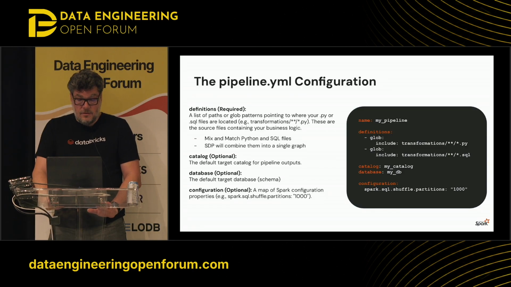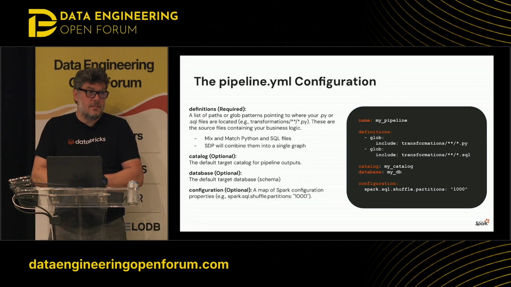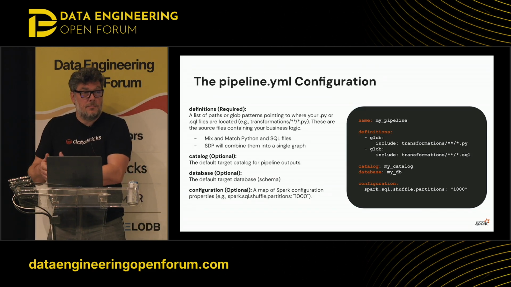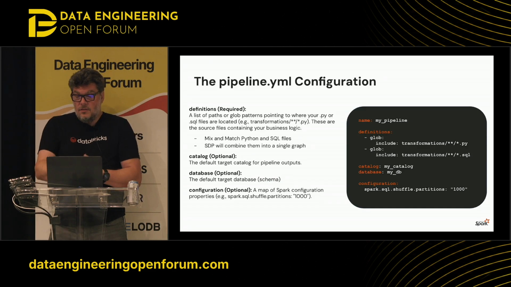And now let's look at this pipeline YAML file, right? Because that really describes what your pipeline is supposed to do. Really, the only two fields that are required here are the name and the definitions. The name, obviously, you want to give it a name. The definitions is the list of files or the set of files that belong to this pipeline, right? And so here you can specify just file names, or you can actually use glob syntax, wildcard syntax to match multiple files. So in our example, we just include all the Python files and all the SQL files under transformations.